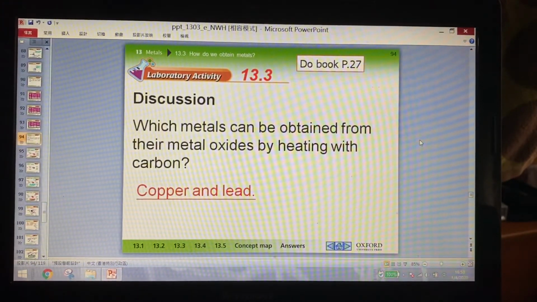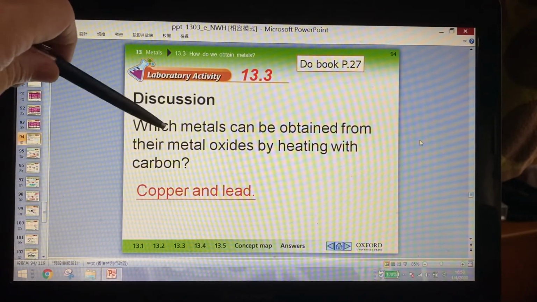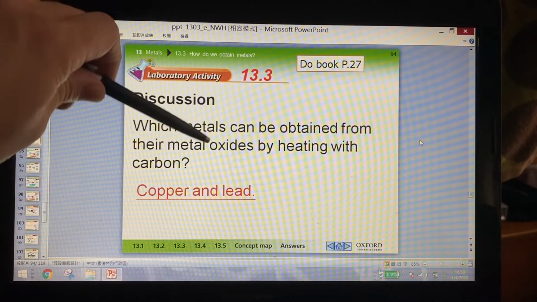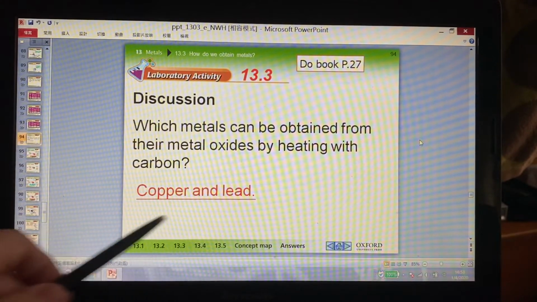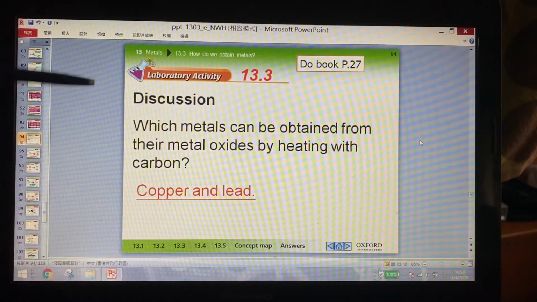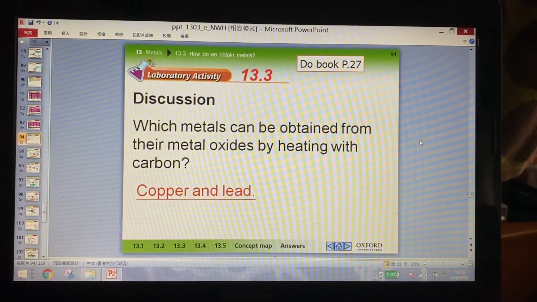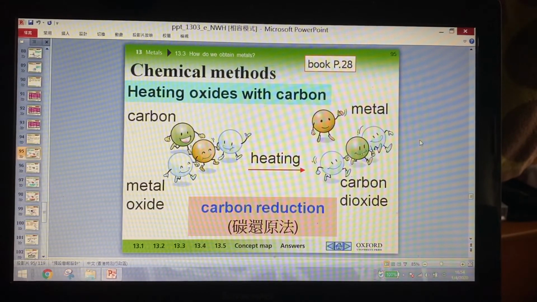Now, which metals can we obtain? We use the metal oxide mixed with the carbon powder and then heat. Okay, only copper and lead. These two metals we can extract from the metal oxide. Iron cannot. Okay, this is a chemical method.